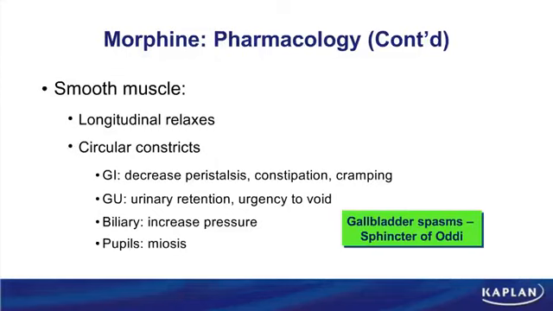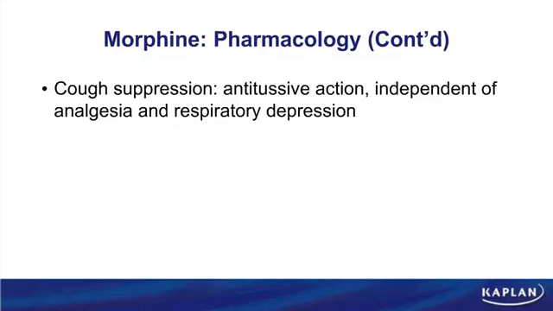Finally, watch out for pinpoint pupils. You expect opioids to cause miosis. Opioids have a cough-suppressing effect. We refer to this as an antitussive action. The most popular of the opioids for this purpose is, of course, codeine. This happens independent of analgesia and independent of any respiratory depression.